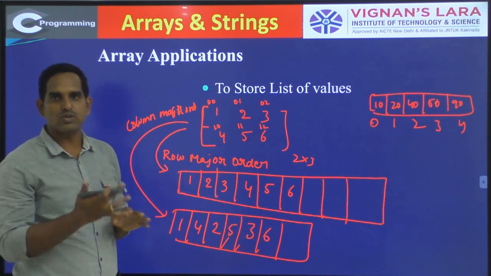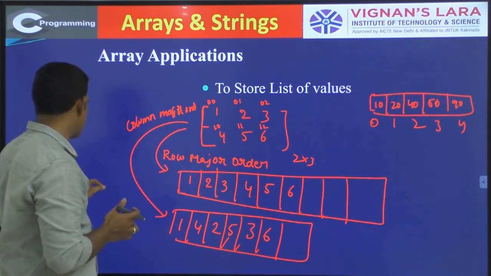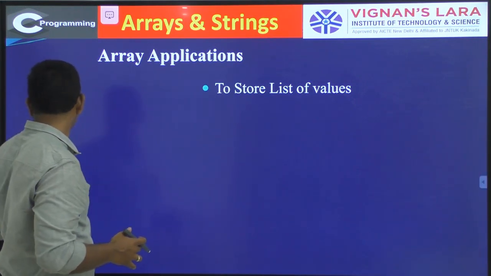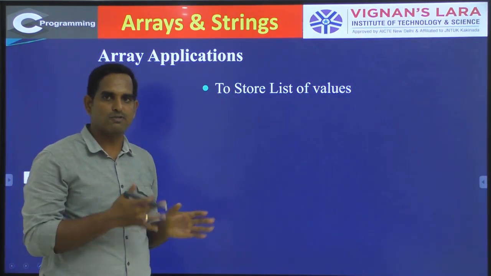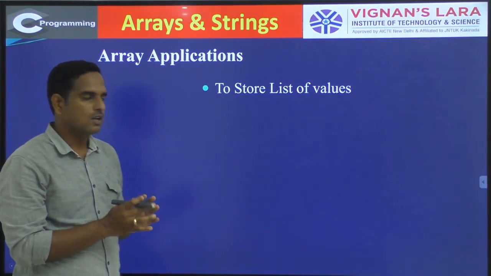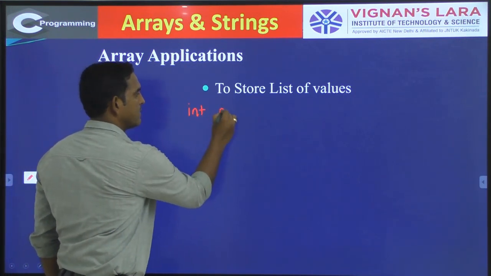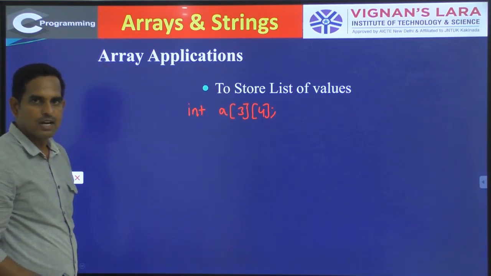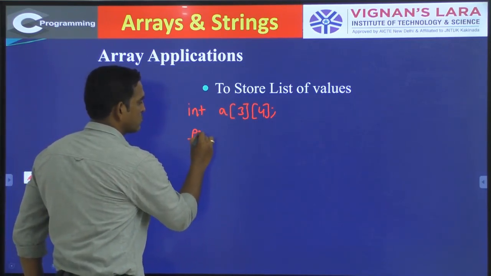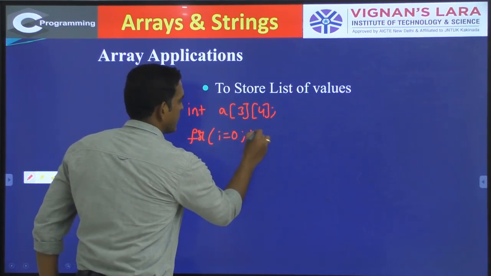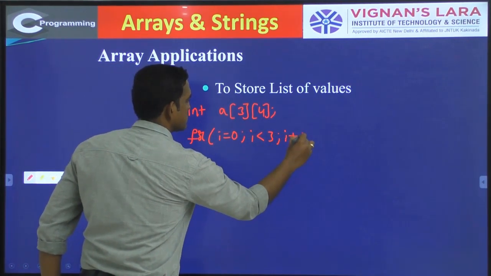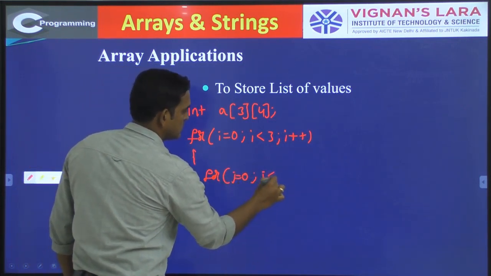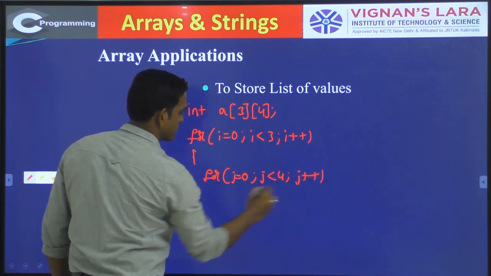So anywhere you will be storing the list of values. If you remember, in order to store the list of values, you have to take the input from your keyboard or other general purpose. So you should know how to declare an array, of any size or dimension, and you should be able to give input for those values, that is, for i = 0, i < 3, i++, for j = 0, j < 4, j++.